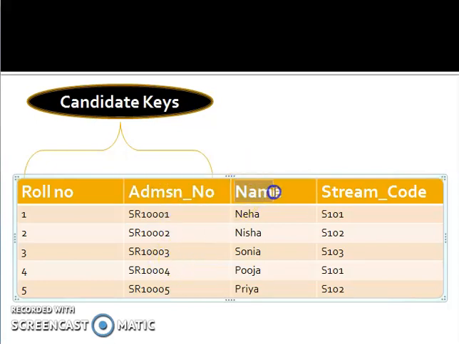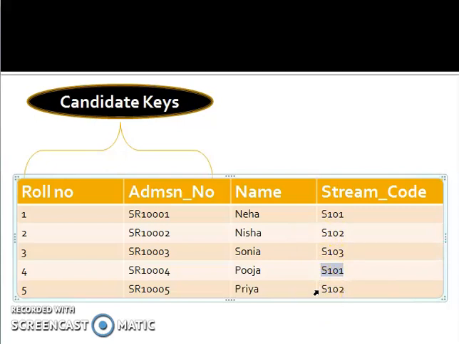So in the third column, name, the name Neha might get repeated. So there might be 2 Nehas or 2 Nishas in a class. So the data will get repeated in this column. The stream code, each subject is having a particular stream code. So if more than 2 students have selected the same subject, then this column will also get repeated. See here S101 is getting repeated 2 times and S102 is also repeated 2 times.